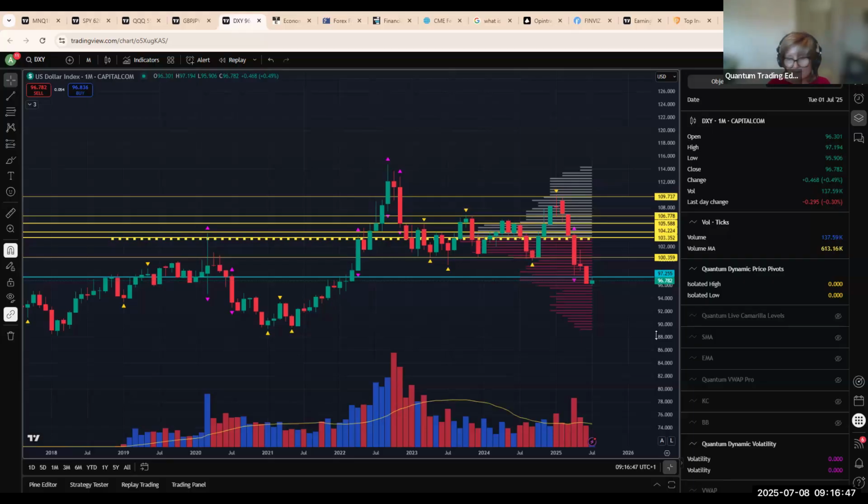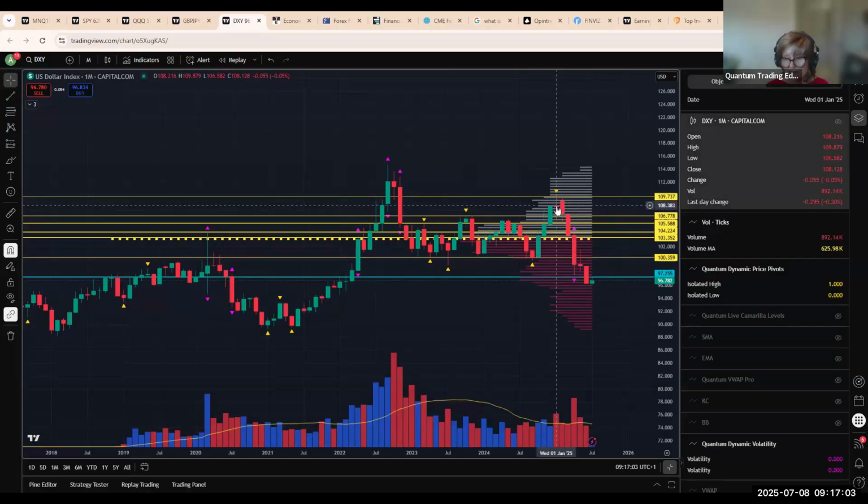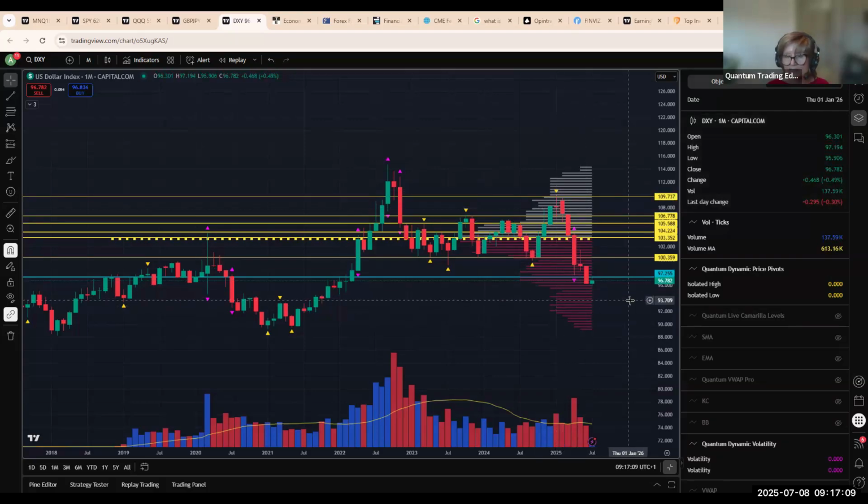Right, so we've got the Dixie here. What has been happening? This is clearly the weakness that we can see. I have the monthly chart, and the reason I put the monthly chart is because of where the Dixie is trading at the moment, and this is something I commented on my X feed. This is the weakness since January of 2025, and these yellow and teal colored lines are my own lines.